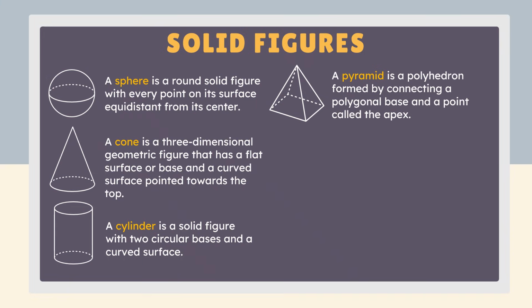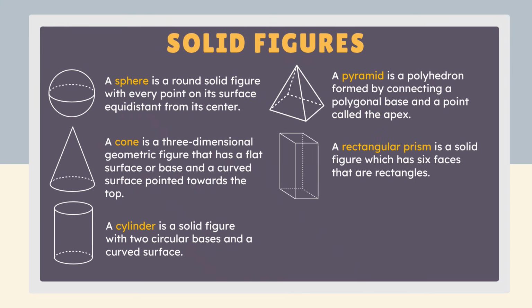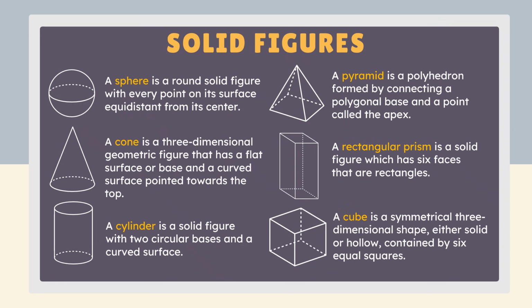Next is a pyramid. A pyramid is a polyhedron formed by connecting a polygonal base and a point called the apex. Next is a rectangular prism. A rectangular prism is a solid figure which has 6 faces that are rectangles. Lastly is a cube. A cube is a symmetrical three-dimensional shape, either solid or hollow, contained by 6 equal squares.